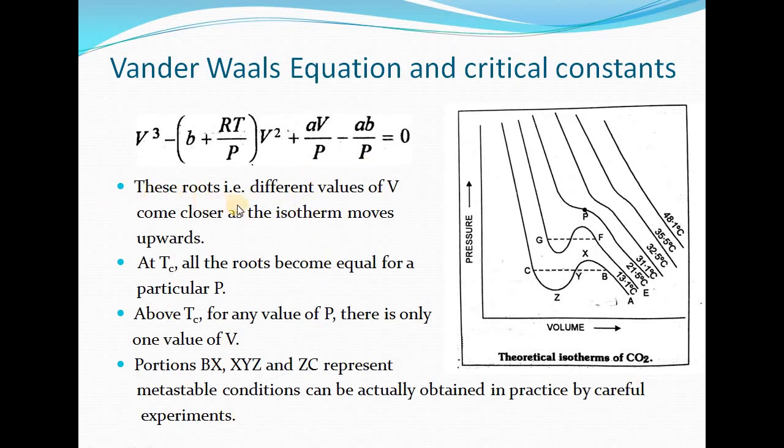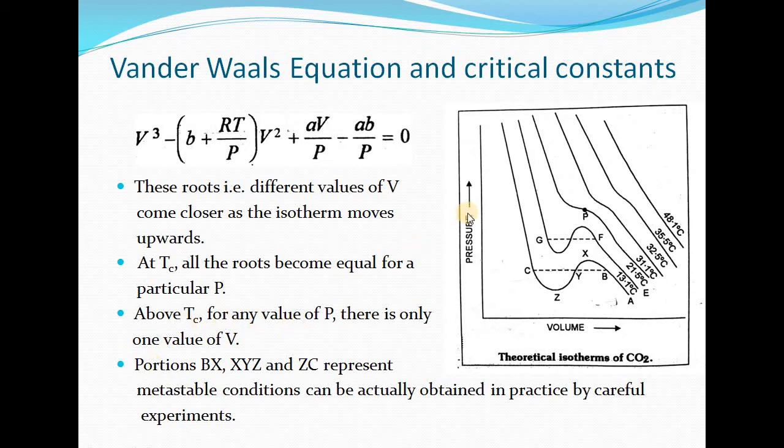So what is happening? These roots, that is different values of volume, come closer as the isotherm moves upwards. On increasing the temperature, as the isotherm is moving upward, these three roots come closer. And at critical temperature, all the three roots become equal. That's why it is reducing to a single point.